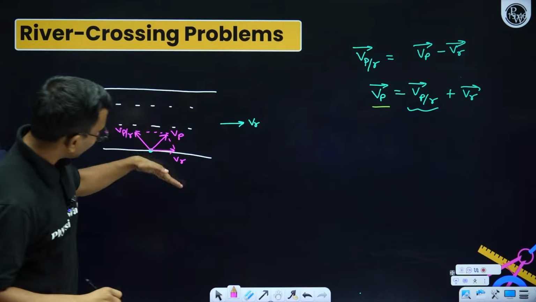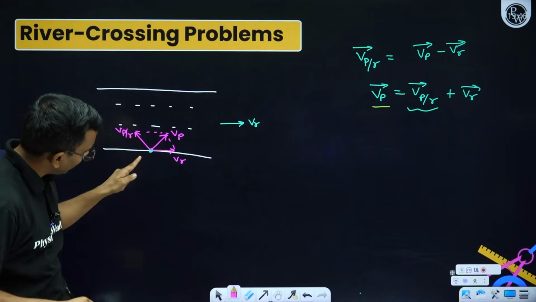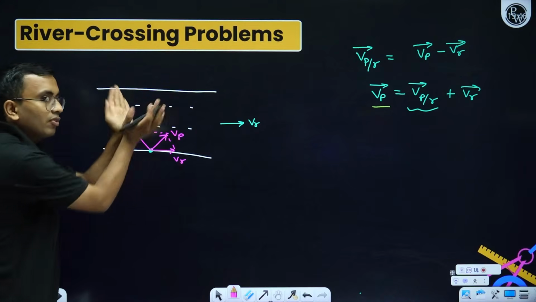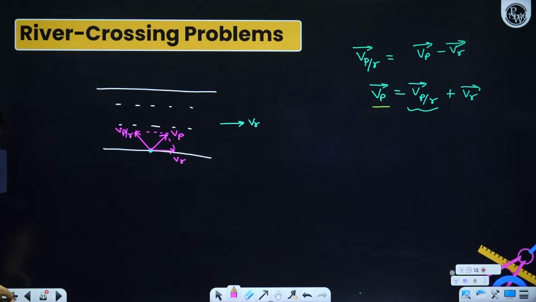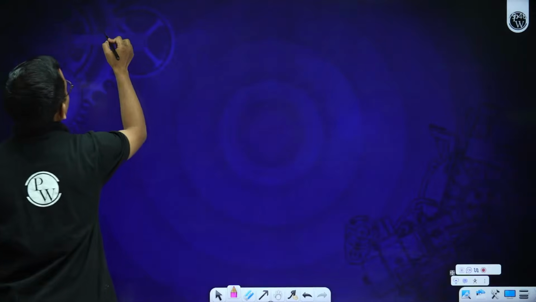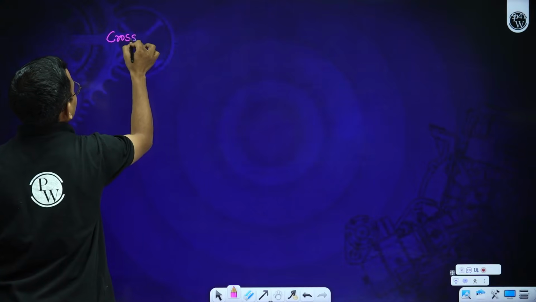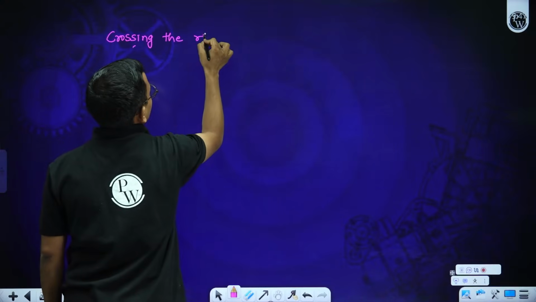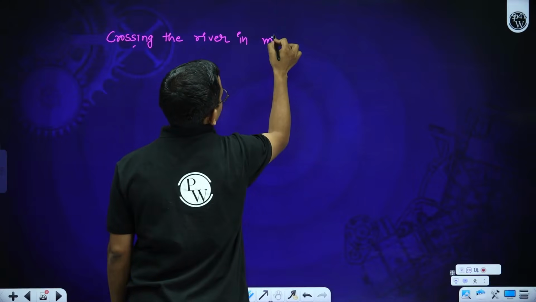He can choose any angle, according to how he wants to swim, but resultantly he will move with the combination of these two velocities. Okay. Now let us talk about crossing the river in minimum time.